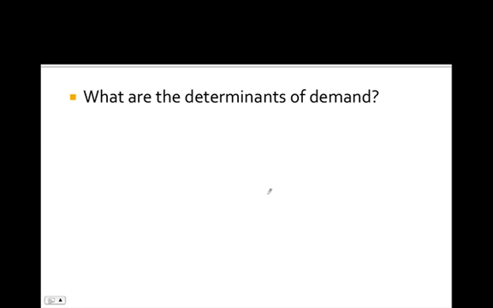What are the determinants of demand? Pause for a second and talk to a neighbor about the kind of things that would make you want to buy something more or less. Those are the determinants of demand.